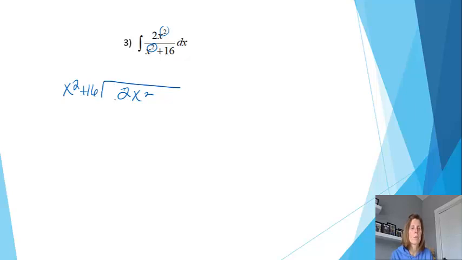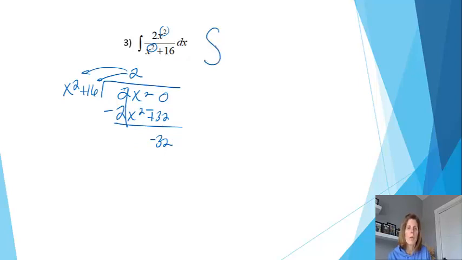And so then x squared times what would be 2x squared? That would be 2. So take that 2 times both outer terms. 2 times x squared is 2x squared. And then 2 times 16 is a positive 32. We're going to be subtracting. I'm going to put a 0 up there. 2x squared minus 2x squared is nothing. 0 minus 32 is going to be a negative 32. So from here, we know that x squared plus 16 went into 2x squared 2 times, with the remainder of negative 32.